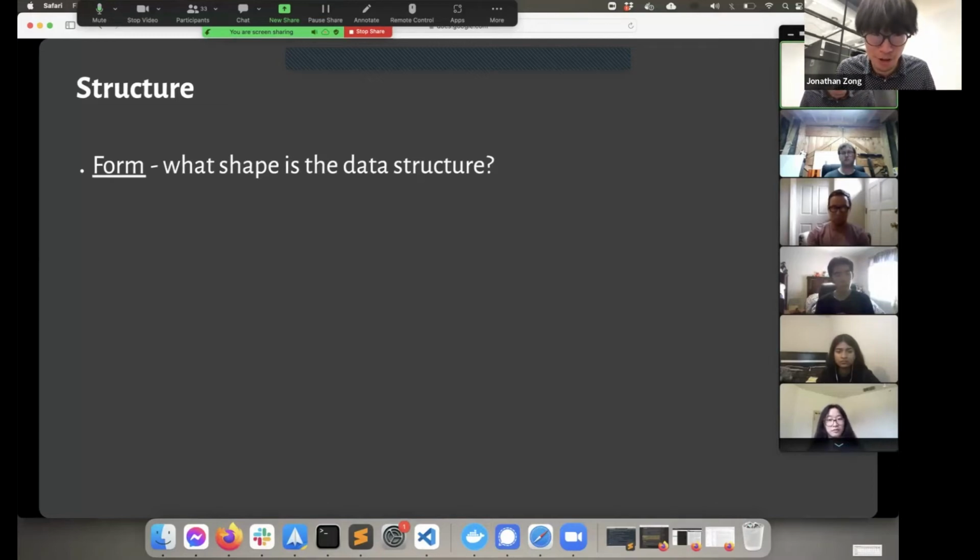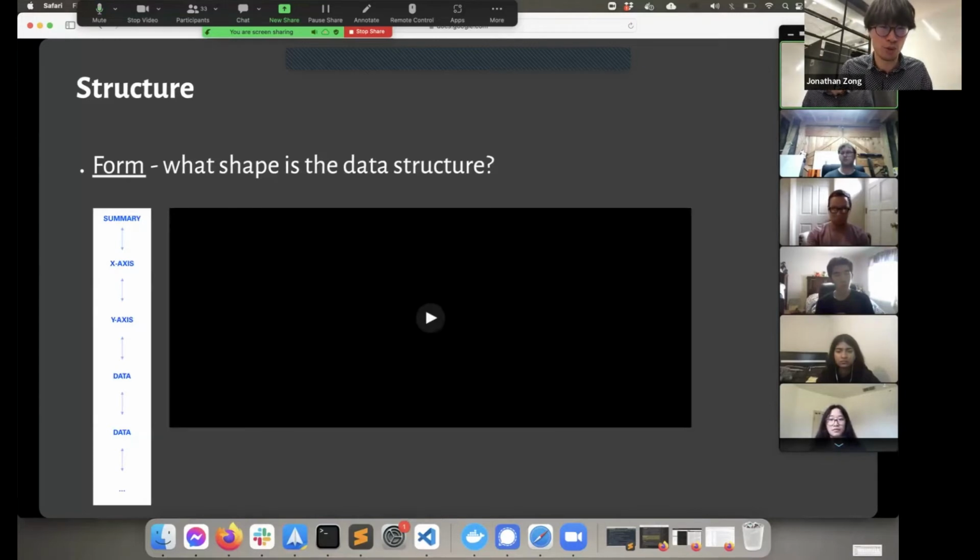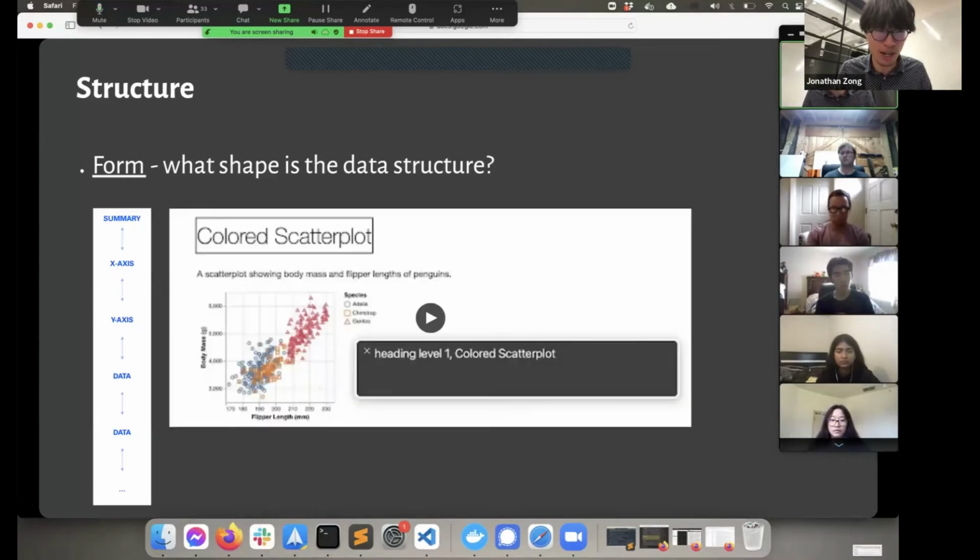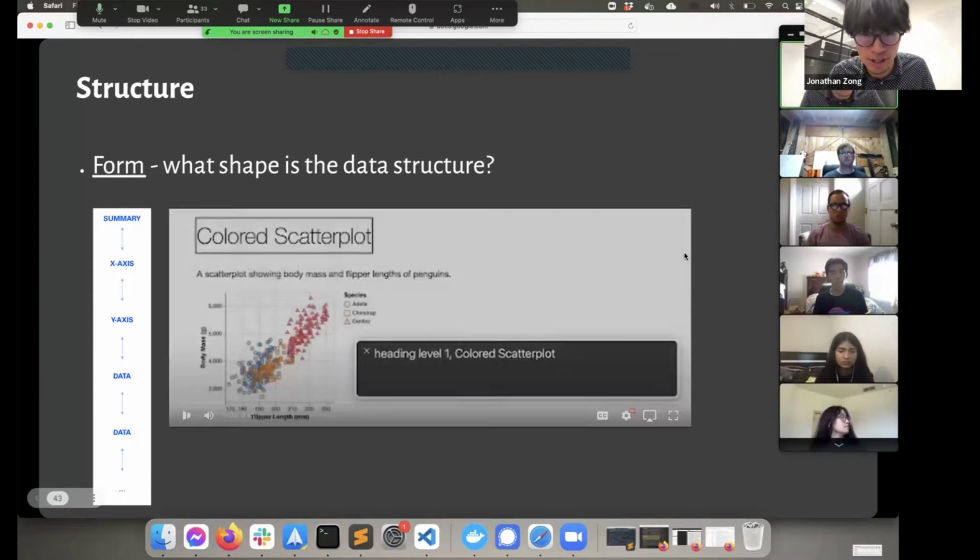So for example, if you take a look at this example scatter plot that is tagged with some alt text. This is an example from Vega Lite, which is a very widely used JavaScript visualization library on the web. And let's just take a look at how this visualization is represented to the screen reader.